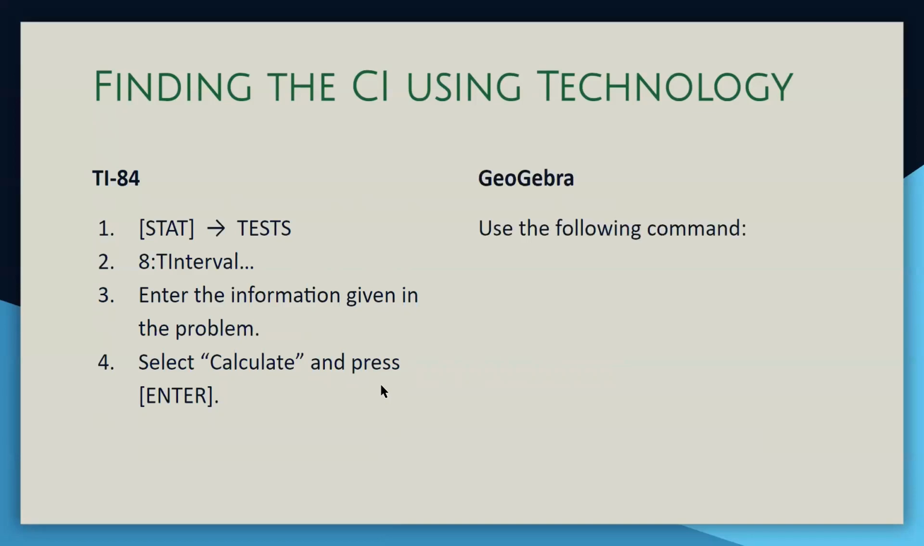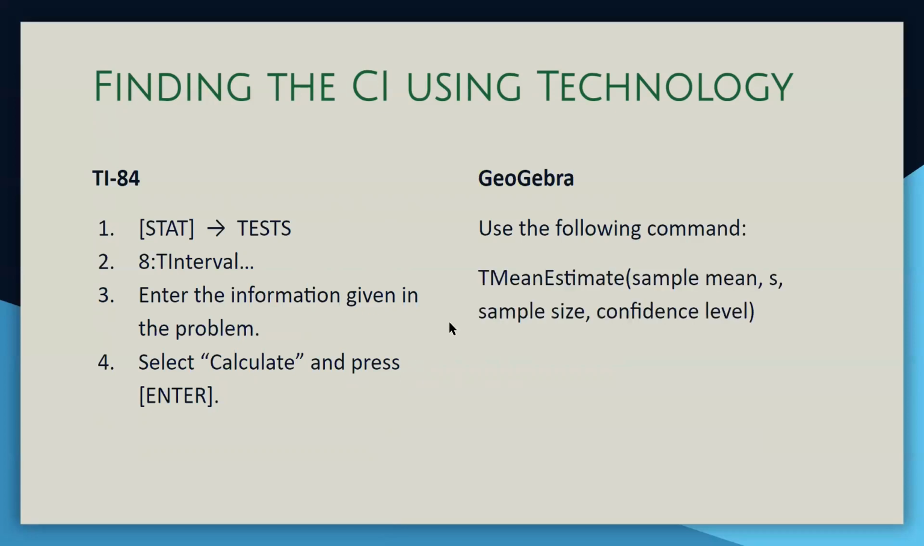For GeoGebra, just like before, you're going to have 2 choices. If you're given the sample data, you're going to use t mean estimate, and then sample mean, sample standard deviation, sample size, confidence level. If you have raw data, the calculator, or GeoGebra in this case, can calculate all of that sample information from the sample data. So you only need to give t mean estimate 2 pieces of information: the list where you put the sample data and the confidence level.